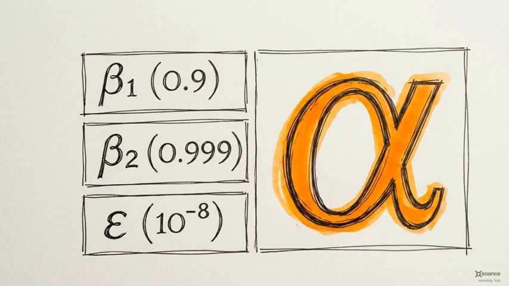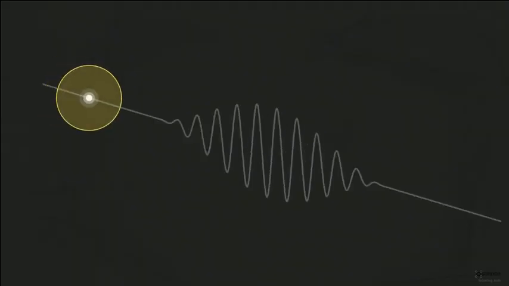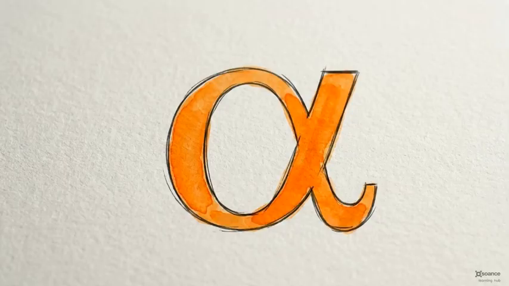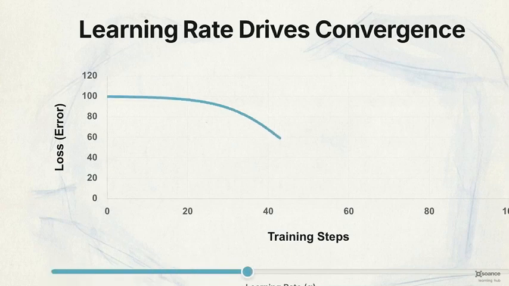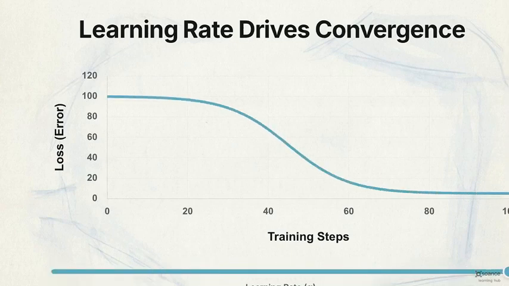Leave Adam's constants, beta 1, beta 2, and epsilon, at their defaults. They are mathematically optimized for massive datasets. By trusting Adam's adaptive moments to manage the direction and scale of your steps, you are completely liberated to focus on the one variable that matters. You only have to experiment and tune your learning rate to achieve perfect model convergence.